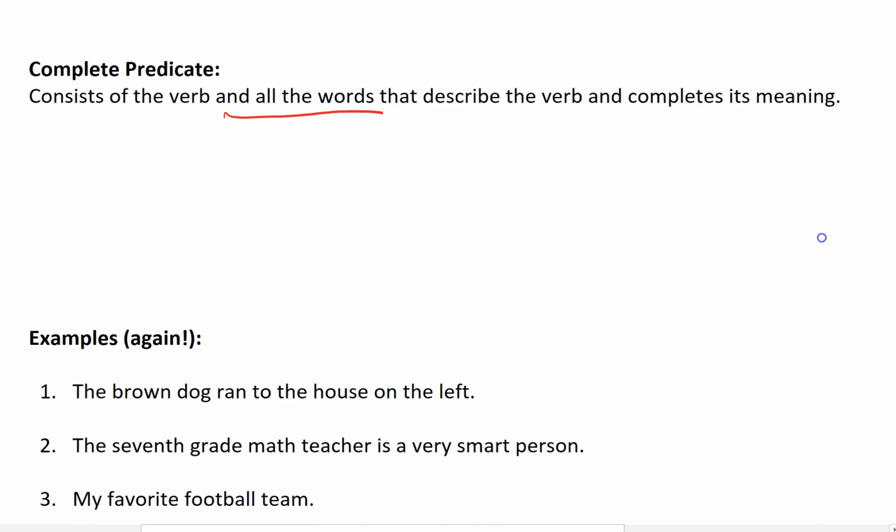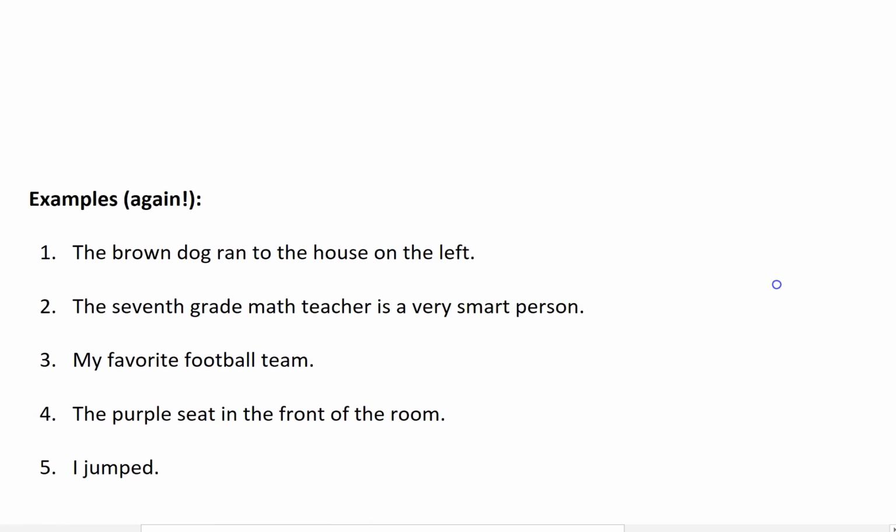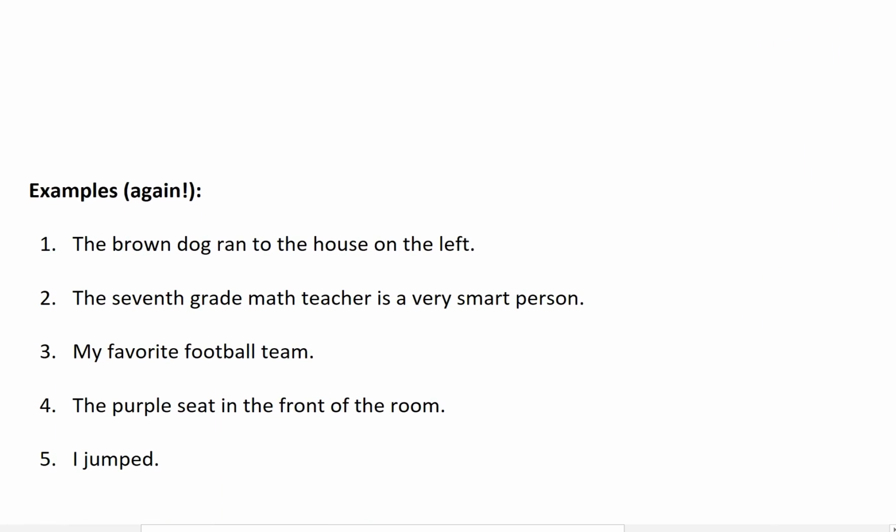So let's take a look at the same 5 examples we had before and see if we can figure out what the complete subject and the complete predicate are. The brown dog ran to the house on the left. The complete subject is the brown dog. It tells me everything I need to know about that subject. And in this case, the complete predicate is ran to the house on the left. So that's the complete subject and the complete predicate.